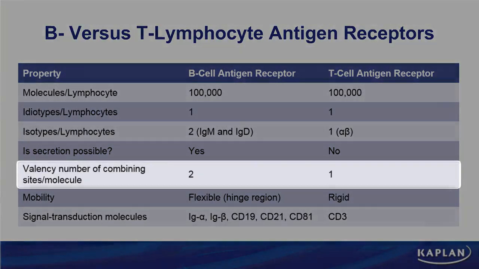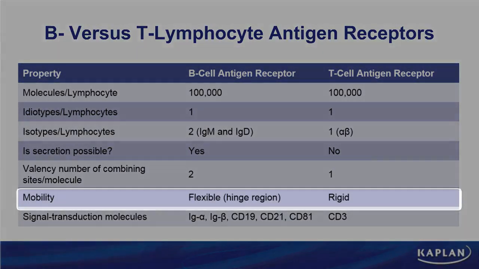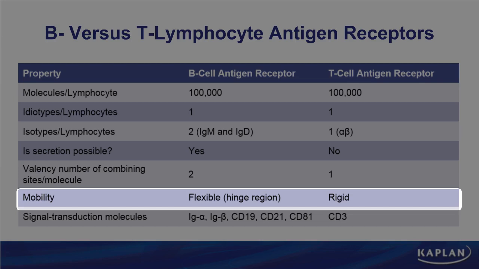Because each B cell receptor is at least bivalent, they can bind two antigens, versus a T cell receptor that can only bind one antigen. And that plays into the mobility, in that B cell receptors have to have a little bit of flexibility since they can bind two antigens, and that is the hinge region, versus T cell receptors that don't need that kind of flexibility, so they are in fact very rigid.